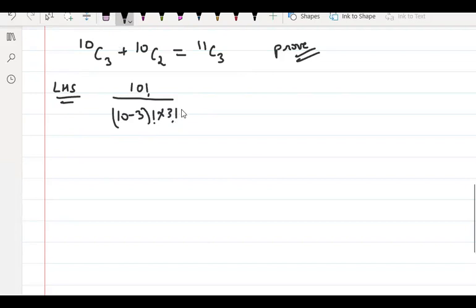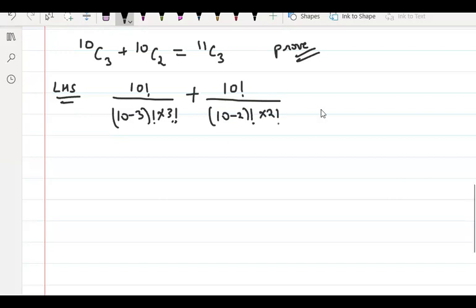Plus 10 factorial divided by (10 minus 2) factorial into 2 factorial. Step 1, anyone have any issues? I just wrote the basic formula.